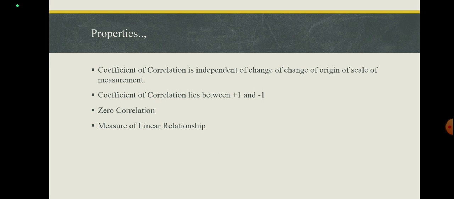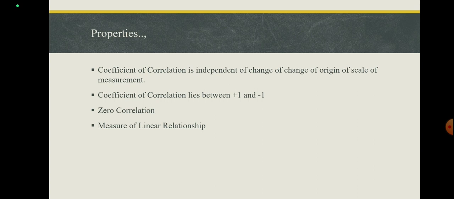Next we can talk about the properties of the coefficient of correlation. The coefficient of correlation is independent of change of origin and scale of measurement. That is, it is not affected by any change of origin or the scale of measurement. It doesn't get affected if the scale or the origin is changed. The coefficient of correlation is not changed.